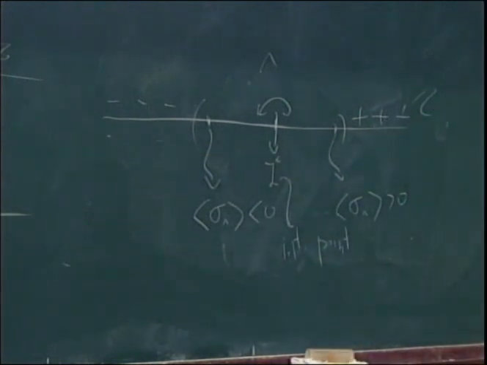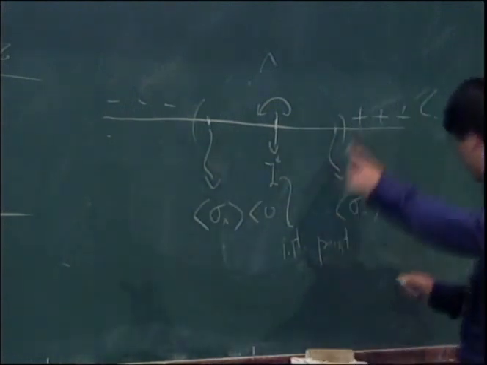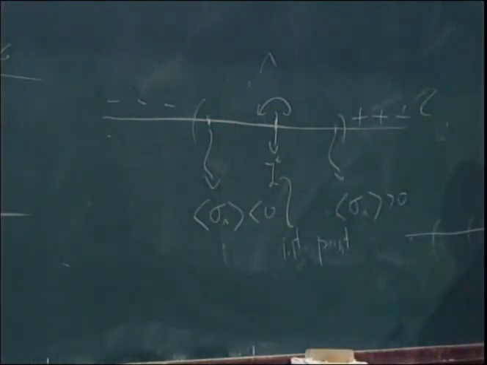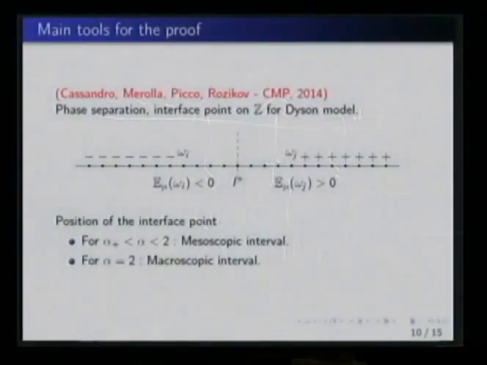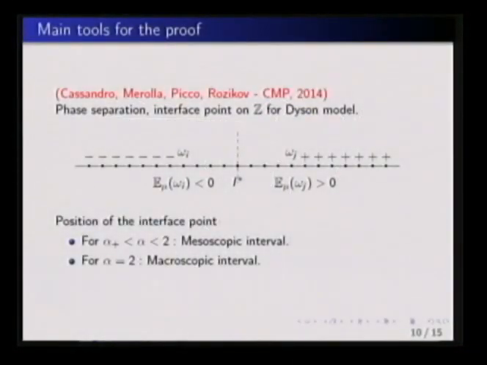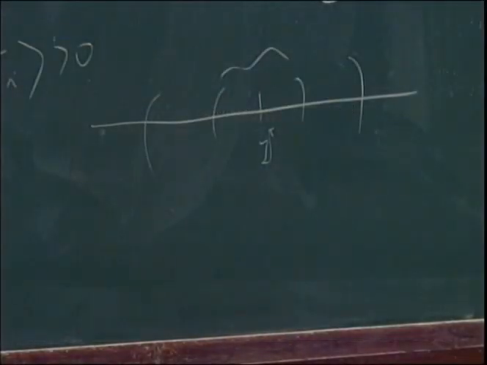So this is somehow the heuristic definition of the interface point. Okay. And one important thing that we should use here is the fact that if alpha is between alpha plus and 2, excluding 2, the interface point is located mesoscopically. So this means that for alpha between these two numbers, the region of interface points increases as this large interval increases, but should increase slower than the large interval. And the macroscopic case means that they have the same speed.